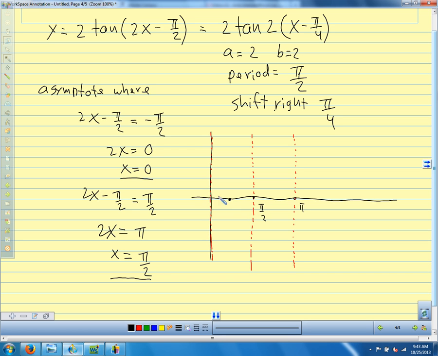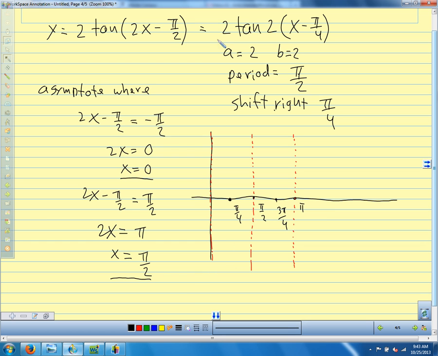Halfway between the asymptotes is where I get my intercepts. Halfway between 0 and pi over 2 is pi over 4. Halfway between pi over 2 and pi, what is it? Three pi over 4. Halfway between 1/2 and 1 is 3/4.